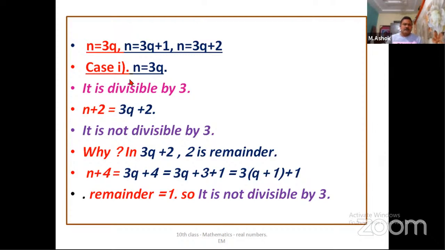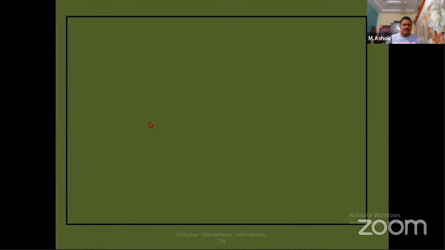Okay, are you getting it? Now next you have to take n is equal to 3q plus 1. For this also you have to prove like this, 3 conditions you have to check: n, n plus 2, n plus 4. In the first case, n value is 3q. In the second case, you have to take n is equal to 3q plus 1 and add 2 and add 4 and check out which one is divisible by 3. This case 1 is over, comes to case 2.